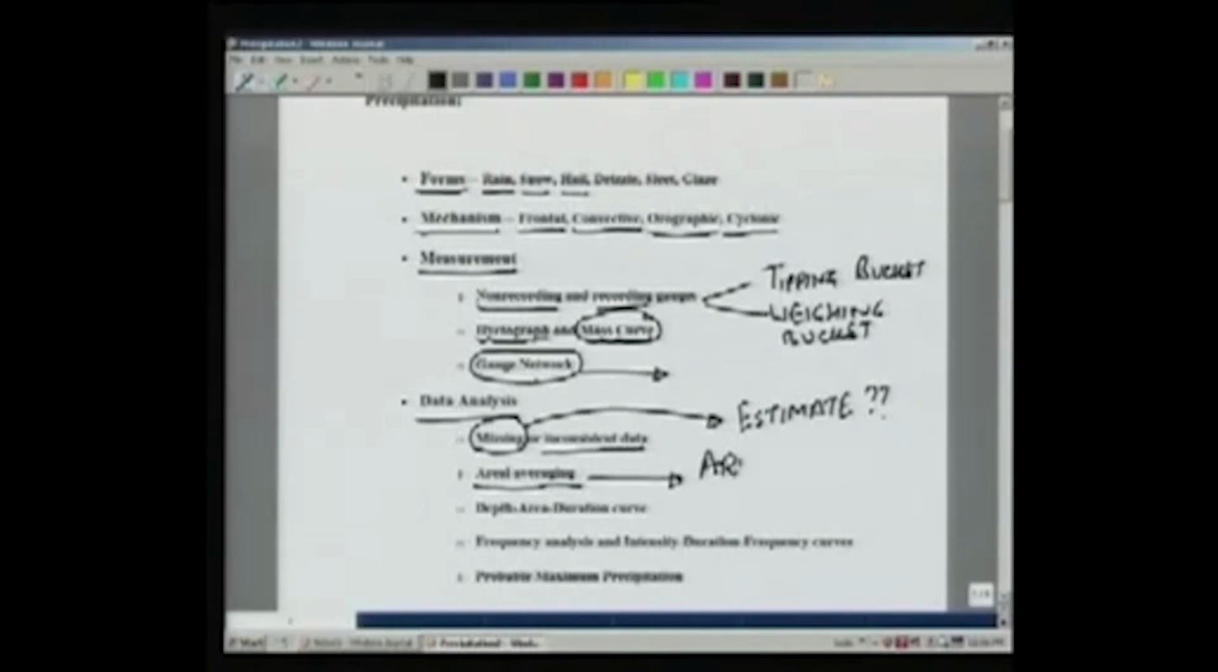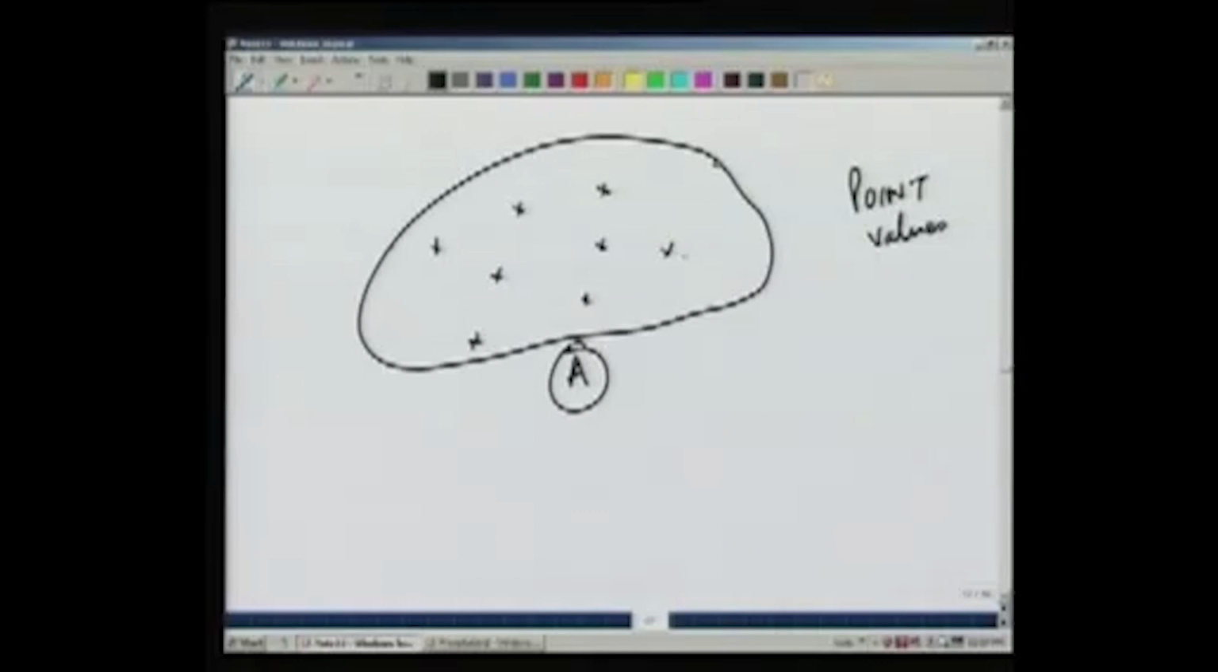The simplest one is known as the arithmetic mean. And as it is clear, arithmetic mean means we just take the mean of precipitation values at all the stations. So if we have, let's say, these 8 stations, our mean precipitation over the area would be sigma of Pi over 8, with i equal to 1 to 8. So it will take the mean of all the precipitation over the entire area.